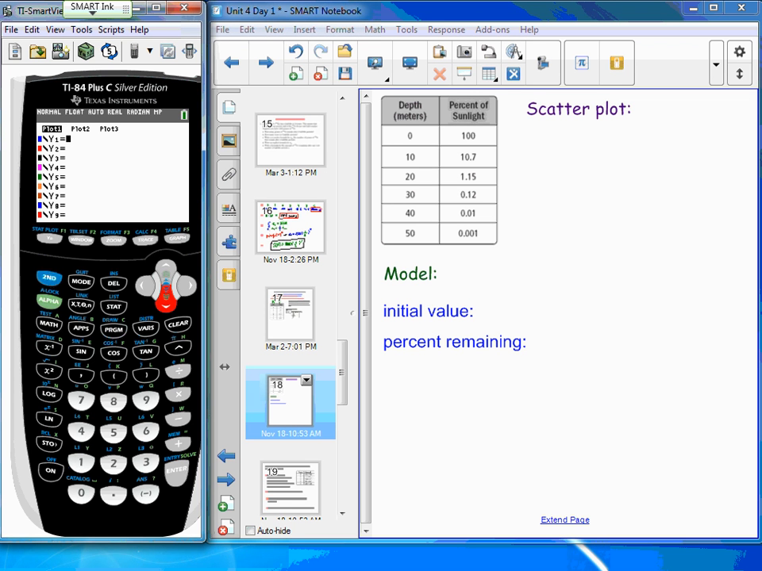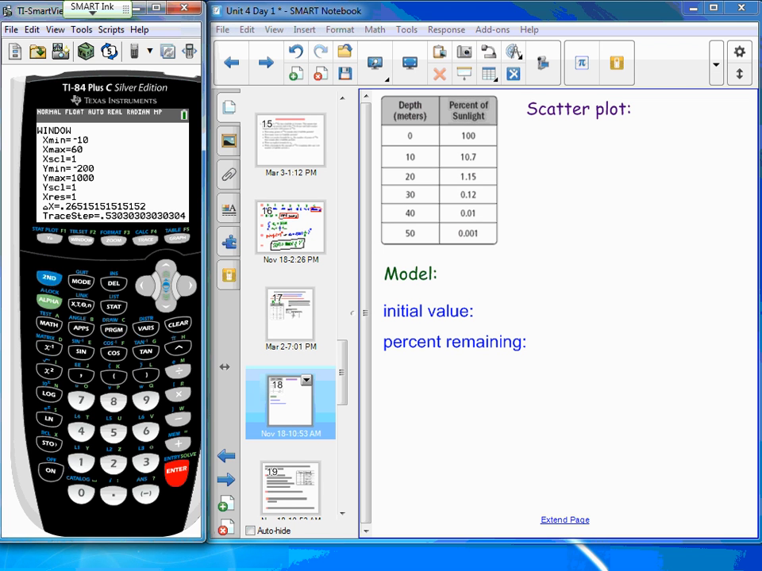We manually change my window so that my x values are bounded on the left and right by x min and x max, respectively, and my y values are bounded below and above by my y min and y max. We need at least to the left of 0 and greater than 50, so I think I'm going to go negative 10 to 60. X scale 1.